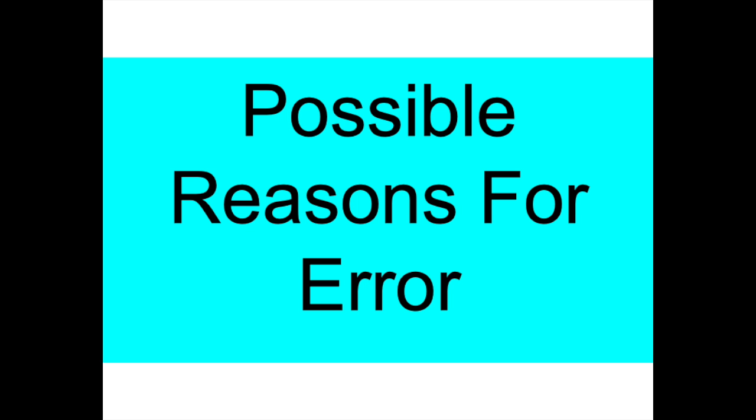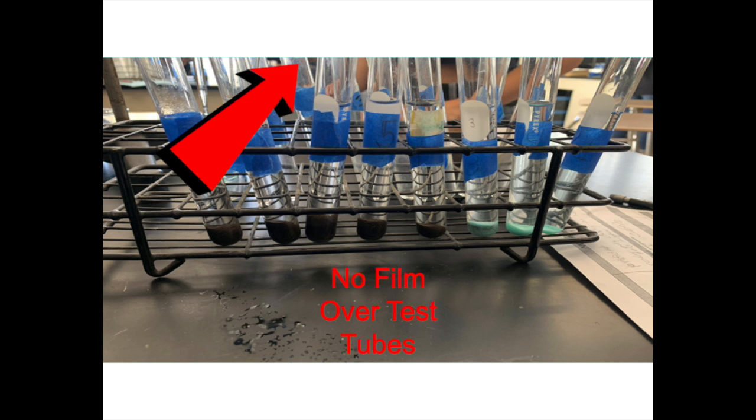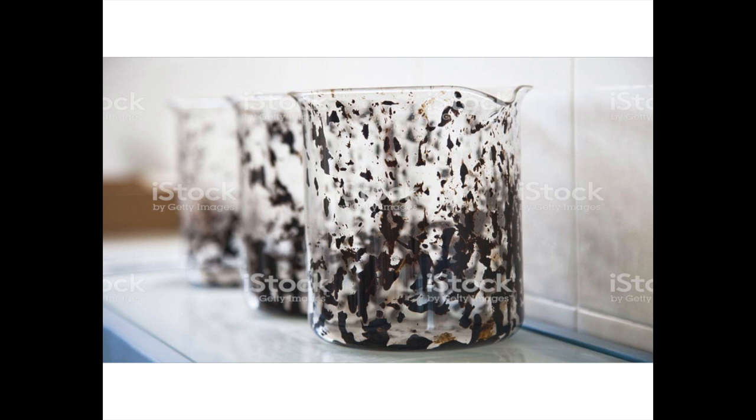Possible reasons for error in this lab would be that we didn't clean out our equipment enough or put film over the test tubes. This would mean that there would still be residue from other experiments and particles from the air, which could hinder our experiment.